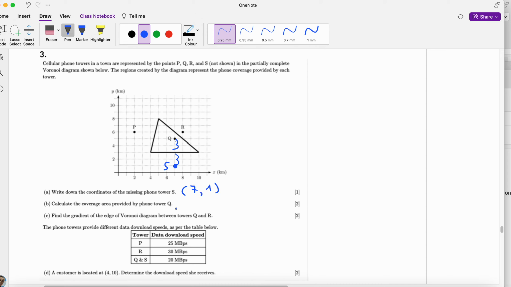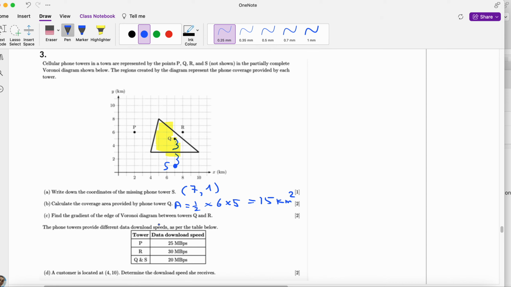Calculate the area provided by the phone tower Q. So all of this. Again, area, feel free to pause it. Feel free to always try these questions on your own. Half times base times height. This is from 4 to 10, so this is 6, and then this is from 3 to 8, which is 5. So you're going to have 6 times 5 divided by 2. It's going to be 15 square kilometers.